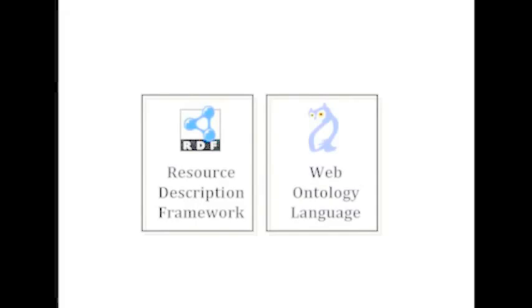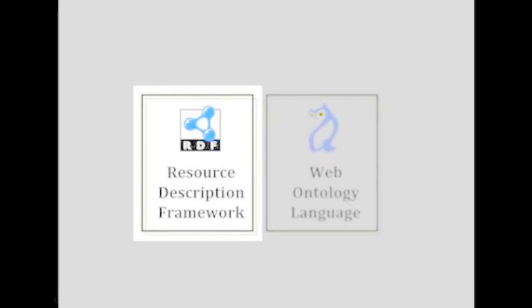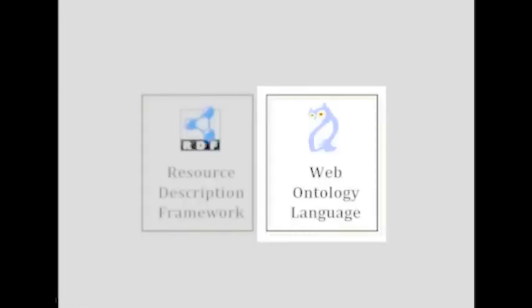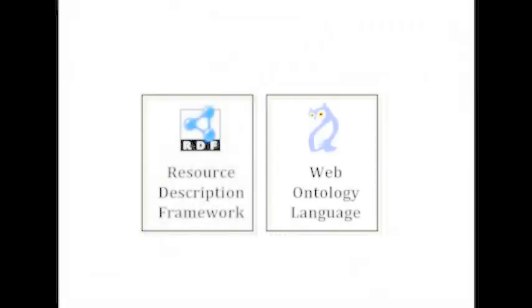The two standards which govern the construction of ontologies are the Resource Description Framework, or RDF, and the Web Ontology Language, or OWL. In accordance with RDF and OWL, ontologies are made up of two main components: classes and relationships. Classes are represented as ovals, while relationships are represented by arrows. Let's take a look at a particular example.